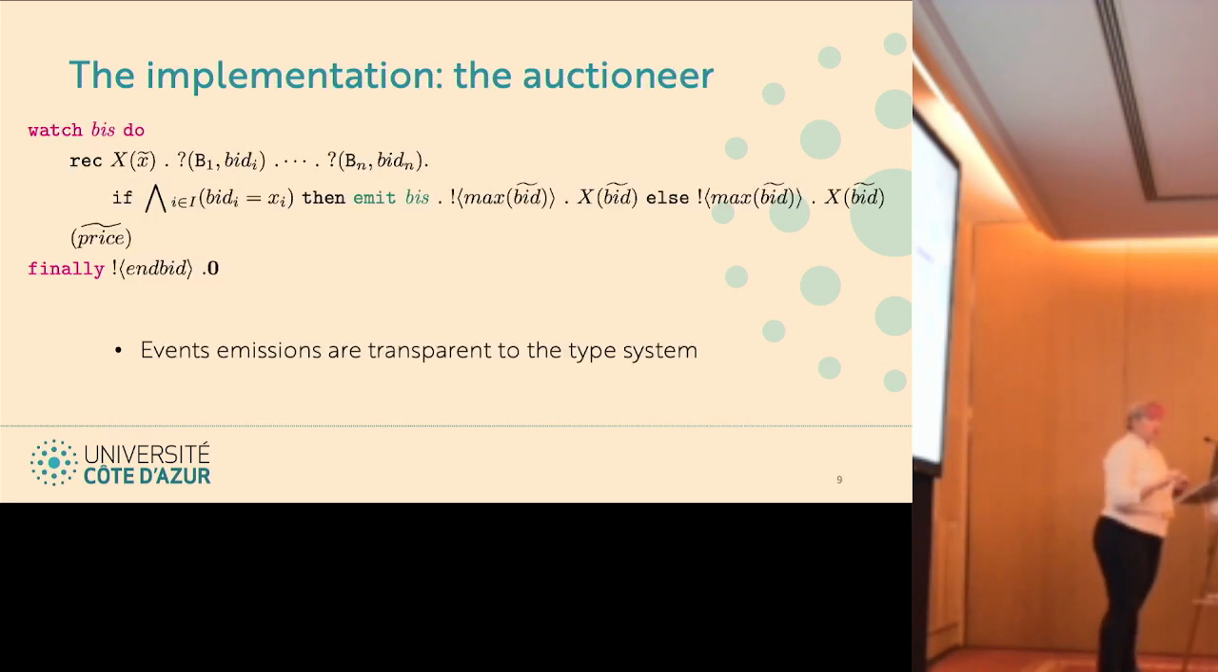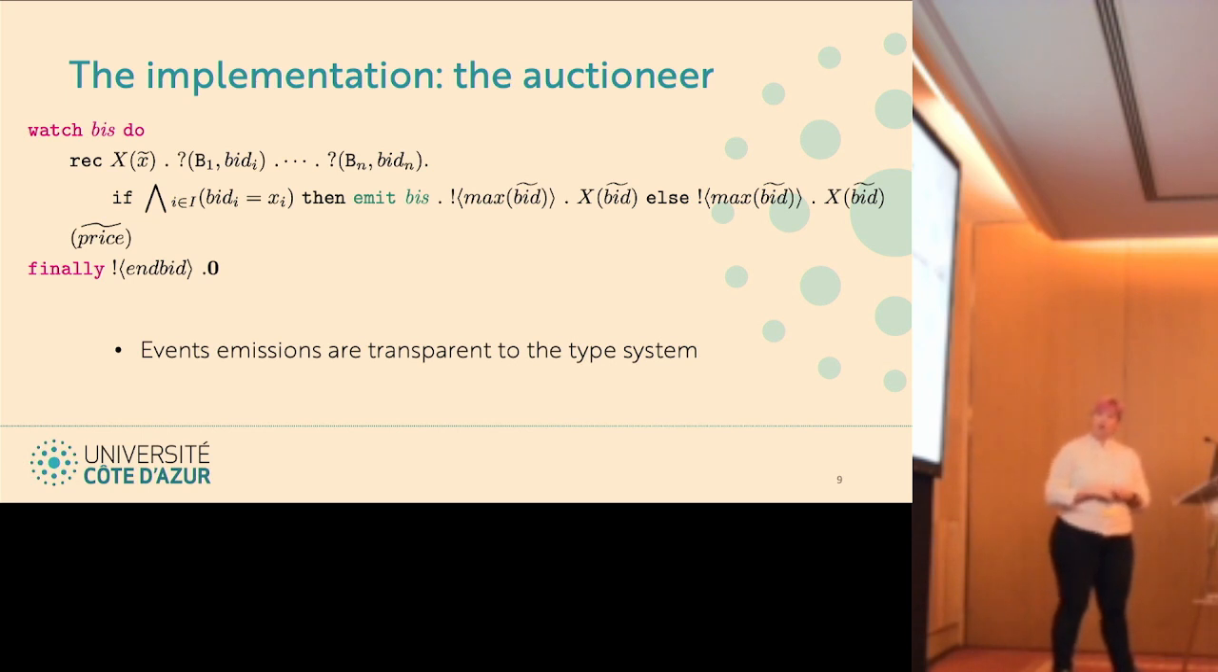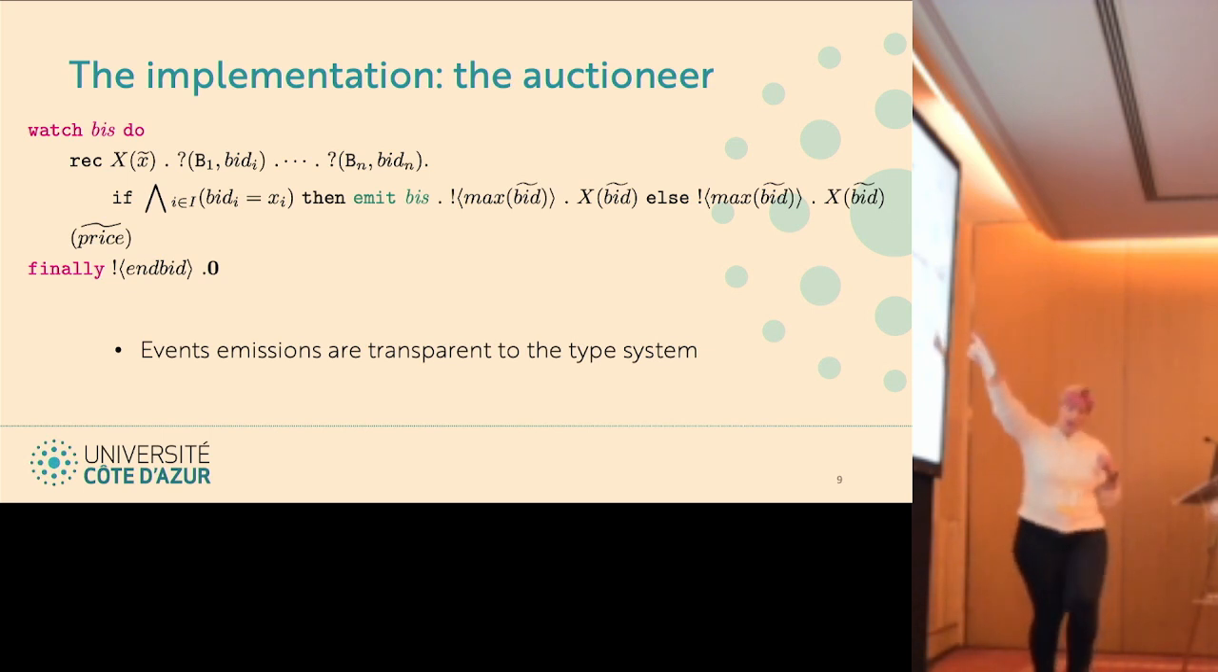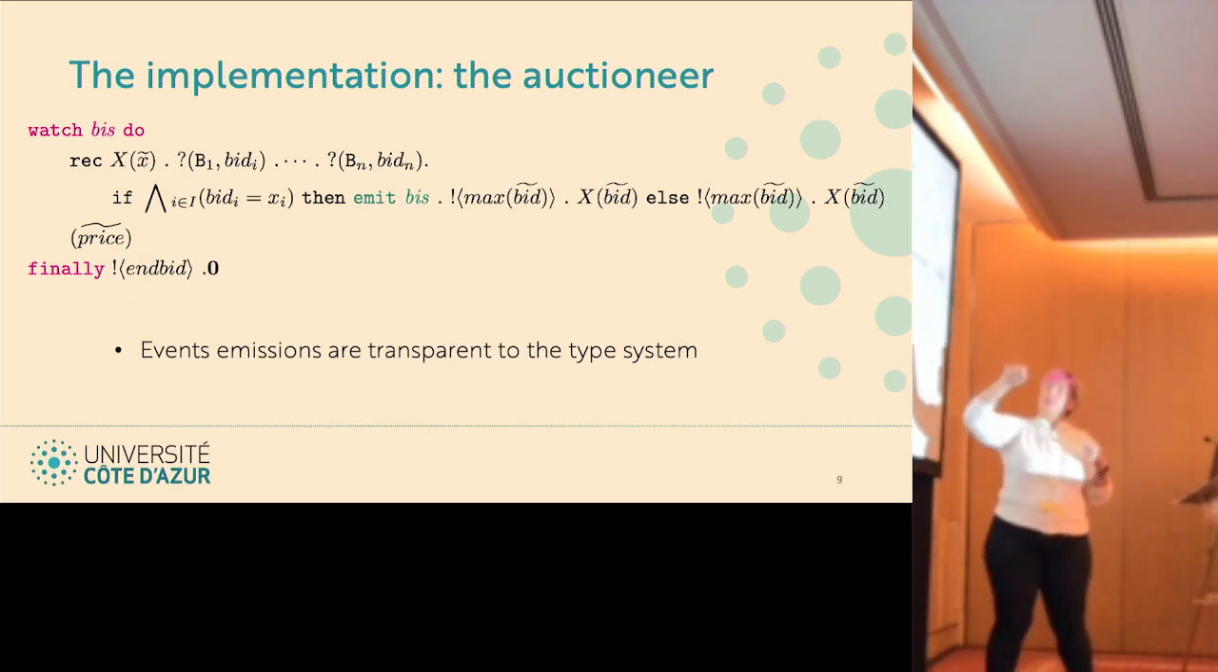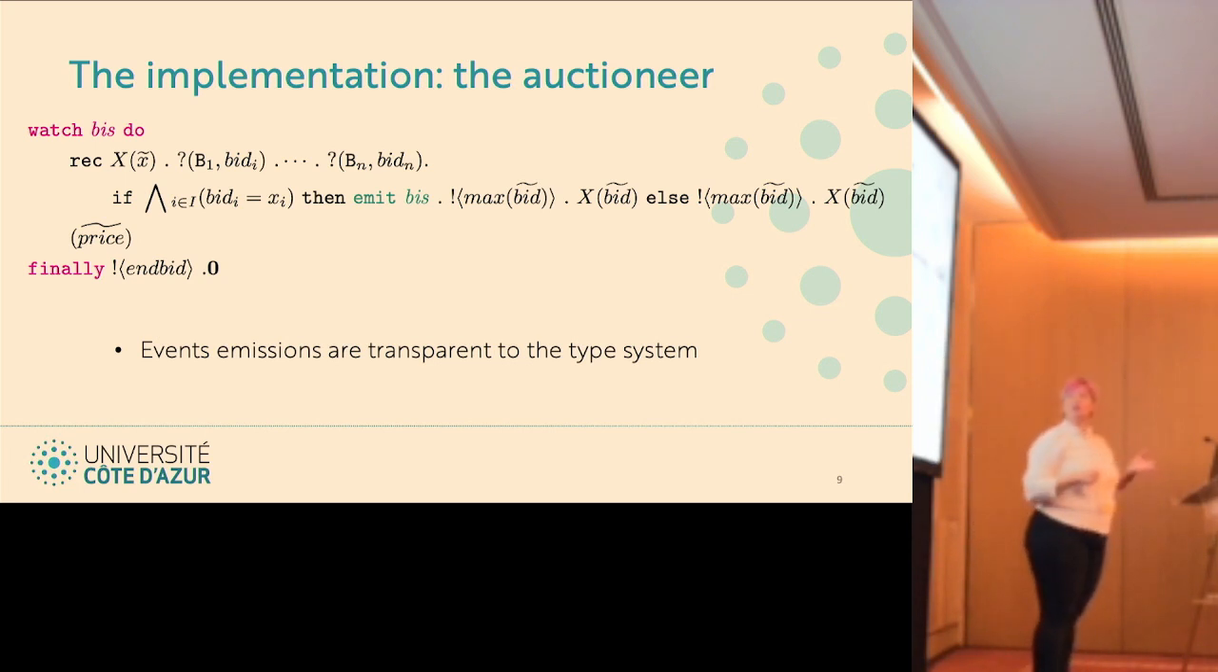So I'll just show you the implementation of the auctioneer. Recursion is the usual thing. We just need a parametric recursion because we need to remember what the bids were that we've seen before. But the idea is that if we receive the same bid as before, we have finished. Otherwise, we just communicate the maximum here. If we have reached a standstill, then we emit this event. We have finished.